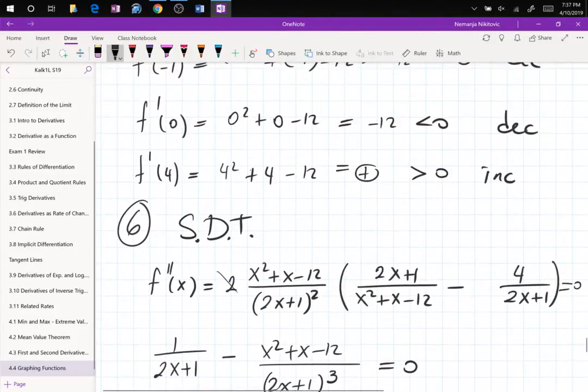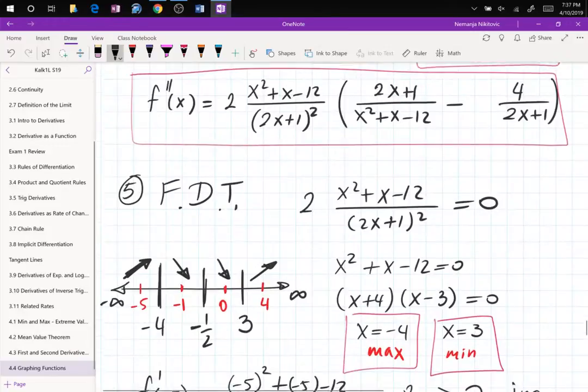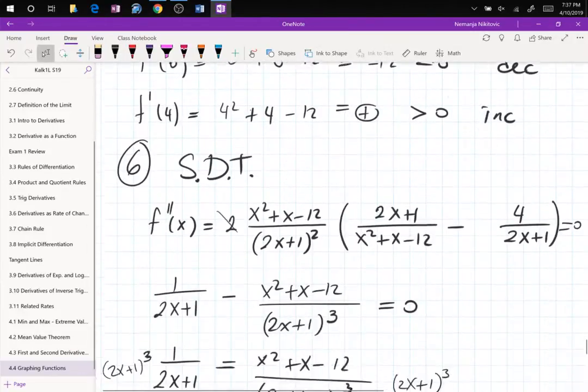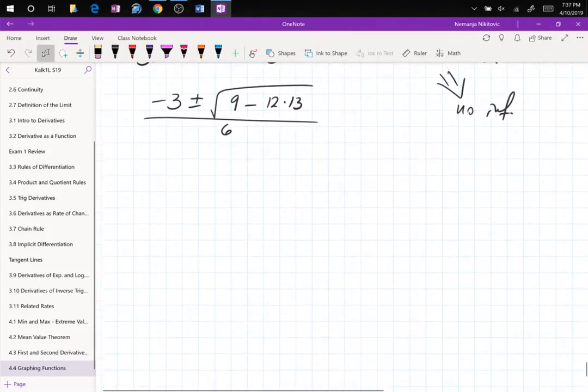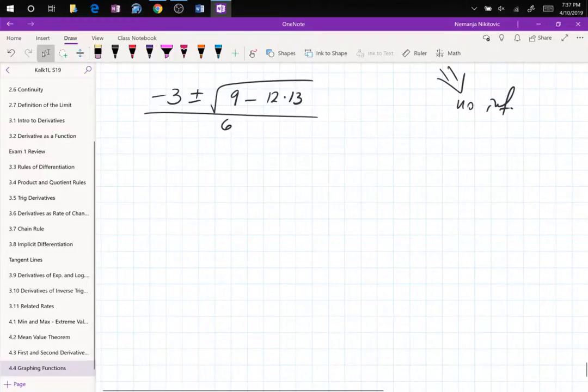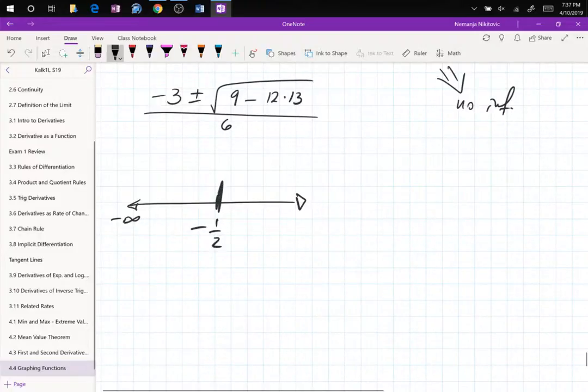However, we do have a vertical asymptote to partition on. Remember that all of this stuff we're still working on the partition here. So we have negative 1/2 as a partition between negative infinity and positive infinity. You pick two values, which will be clearly negative 1 and 0, and then you run that through your second derivative machine.